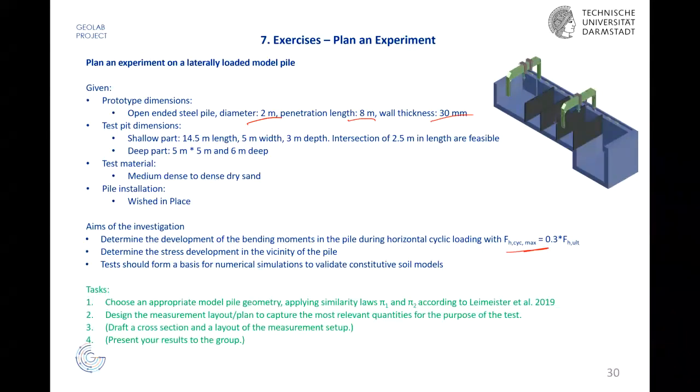On the left-hand side, you please do the second task: design the measurement layout plan to capture the most relevant quantities for the purpose of the test. Think about how this pile should be instrumented. What does it need so that we can measure these things which are shown here? Just come up with a plan. I will open a whiteboard, and you can draw your plan live on the screen. Please sit together and discuss this. It's not a problem if it gets loud.